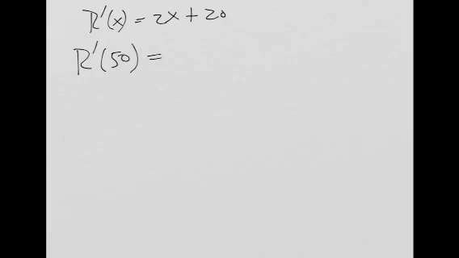Right? So now if you're asked for the revenue from selling the 51st item, well, that's the same thing as finding the marginal revenue at 50, right? Because marginal revenue means the revenue from selling one extra, the 51st in this case. So all I have to do is plug in 50 for x, and I get 120, right? I think there's a little bit of confusion there in the text. The result is 120, but the text says 20.